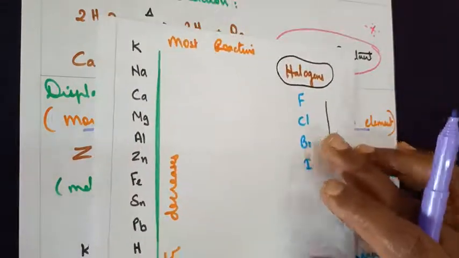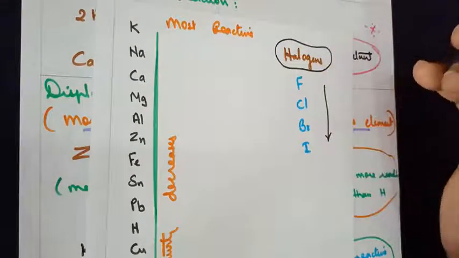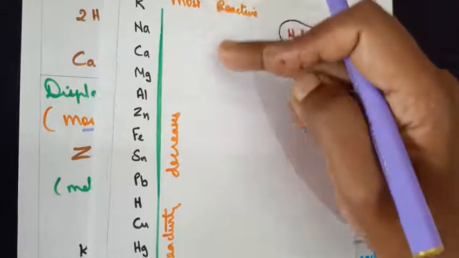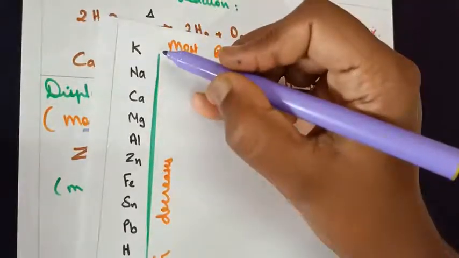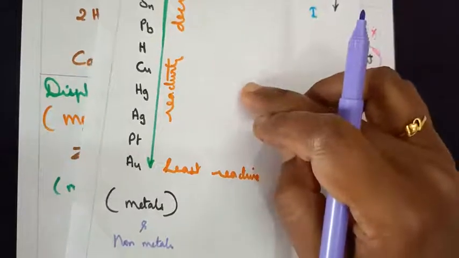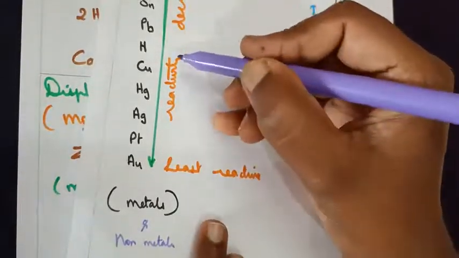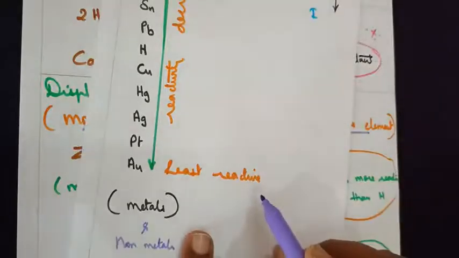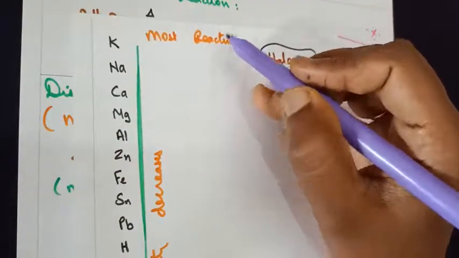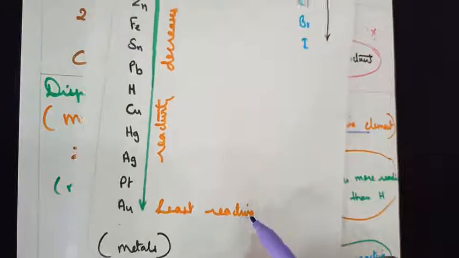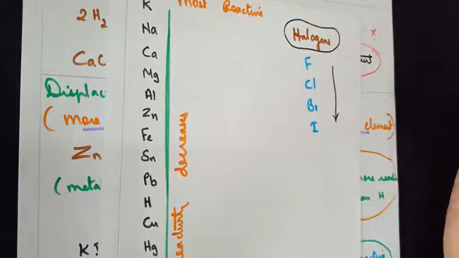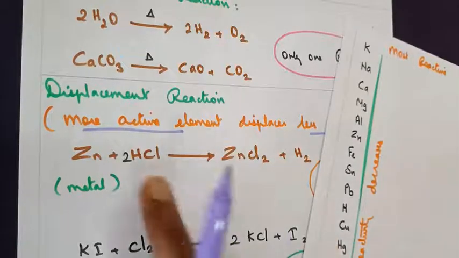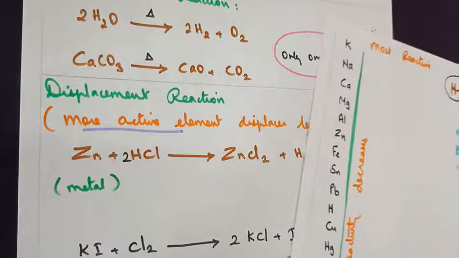There is something called the concept of reactivity series. In the reactivity series, coming down the group, the reactivity decreases, meaning those at the top will be more reactive in nature. Those metals or non-metals, we can call them elements, that are present at the bottom are called least reactive. So those at the top are most reactive, those at the bottom least reactive. I will teach about this in detail when we go to that particular chapter. I'm just referring to it to explain the concept of displacement reaction.